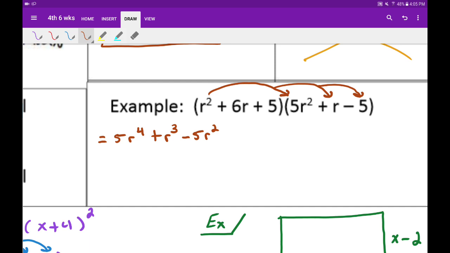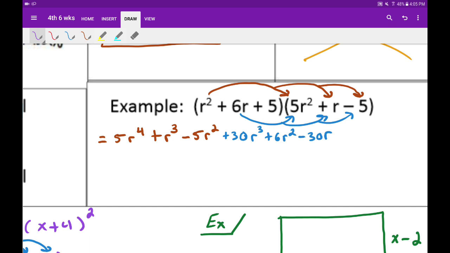All right, then we're going to do the 6r. Okay, so 6r times 5r squared, so 6 times 5 is 30, r times r squared is r cubed. Okay, and then we have 6r times r, which is 6r squared, and then 6r times -5, which is -30r. All right, and then the next one we're going to do is the 5 here.